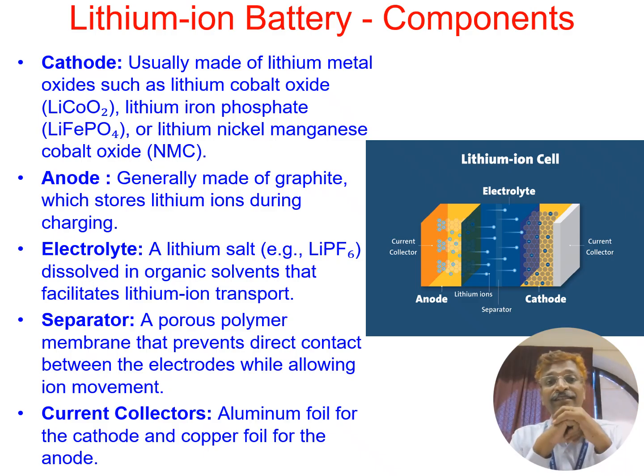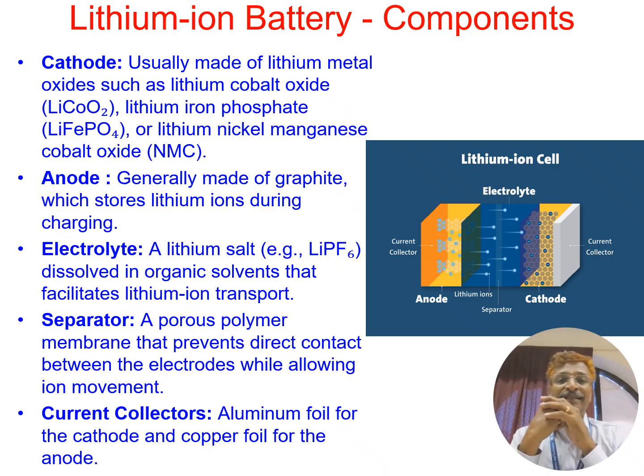The cathodes involved in the lithium ion batteries are usually made up of lithium metal oxide such as lithium cobalt oxide, lithium iron phosphate or lithium nickel manganese cobalt oxide, NMC. The anode is usually made up of graphite, which stores the lithium ions during charging.